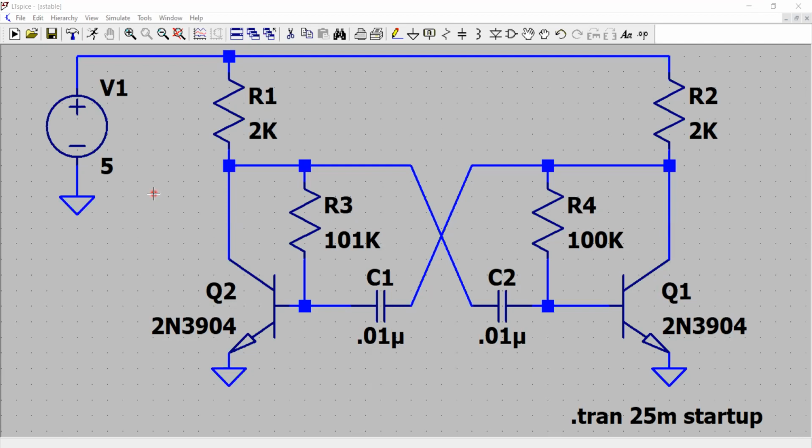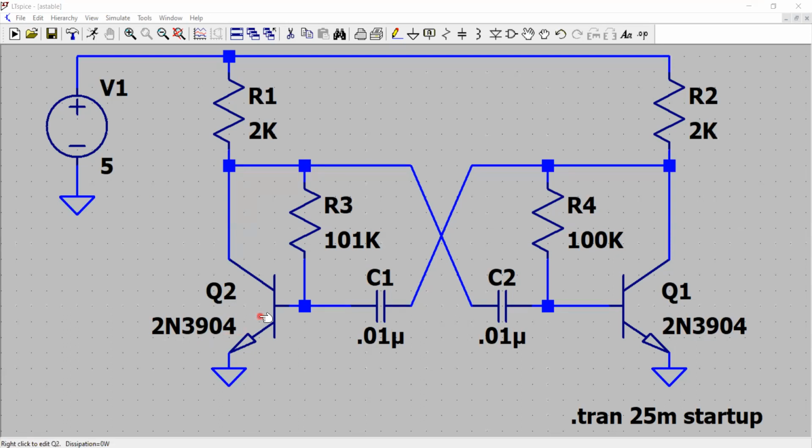So out of these three types, we are going to see the operation principle of the first one, that is astable. It has two quasi-stable states, that is on and off, and it is a free running multivibrator. So it's basically an oscillator. And what you can see, we are using two identical transistors, Q1 and Q2. These transistors are of the type 2N3904.